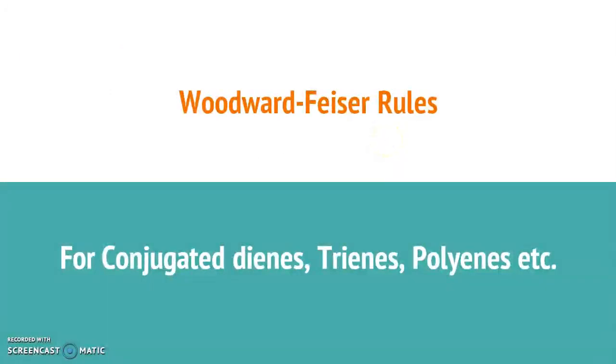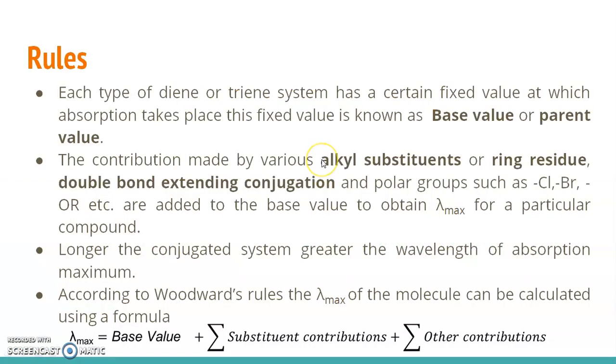After understanding all those terms involved in the Woodward-Fieser rules, we shall now proceed to the actual rules. We will first take up the rules that have been framed to calculate the absorption maxima for conjugated dienes, trienes or polyenes, etc. So coming to the set of Woodward-Fieser rules for these conjugated dienes, trienes or polyenes, there are a set of rules which we will go through one by one.